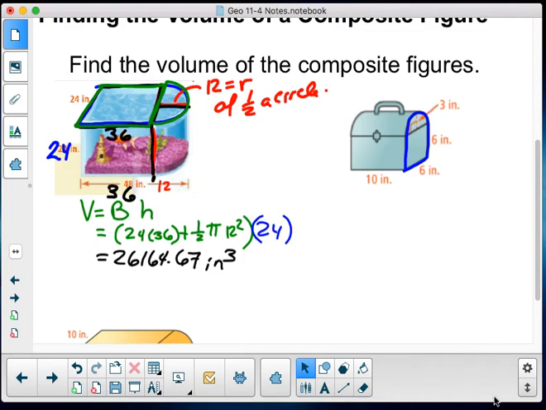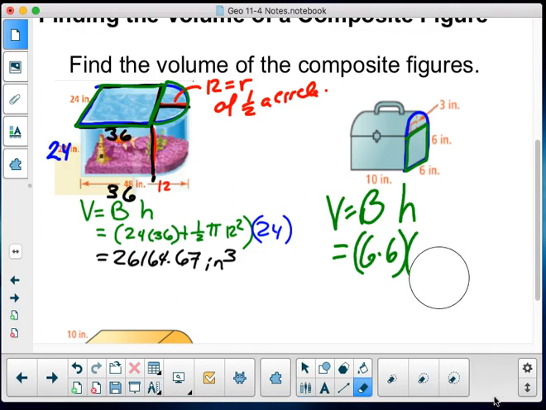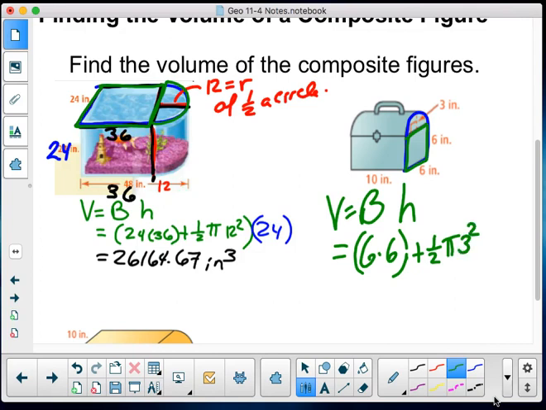Okay. Now, keeping in mind, I've got a base that's 6 by 6. So volume is equal to area of base times height. Well, I got a 6 by 6. 6 times 6 is one part of my base. Okay. Times, or excuse me, not times, but plus. So that's the 6 by 6. That's my square. Plus my half circle. My half pi 3 squared. Now that is the other part.